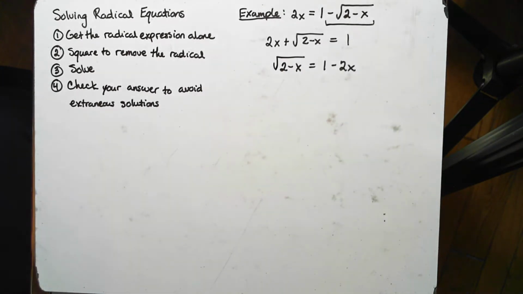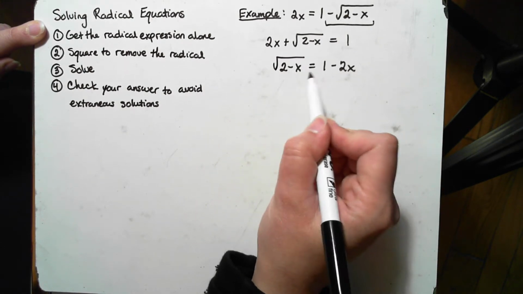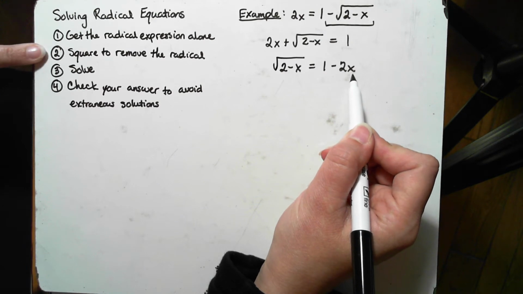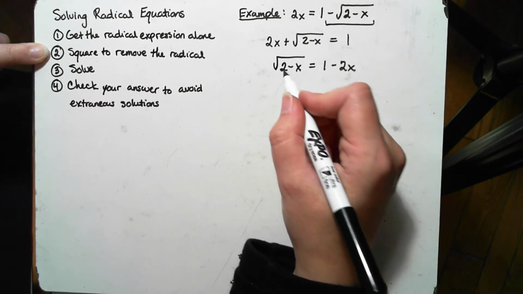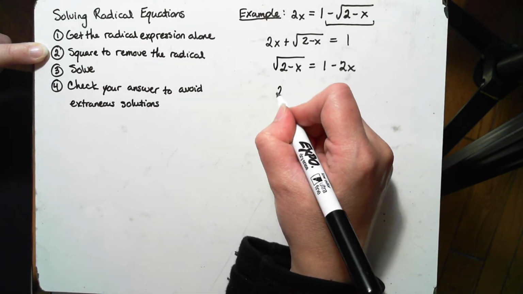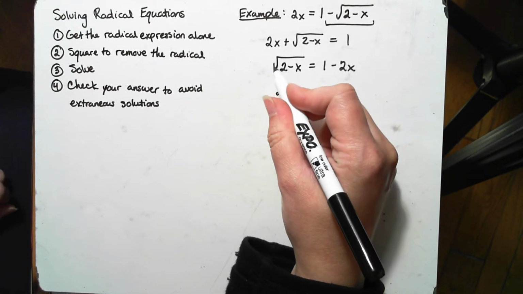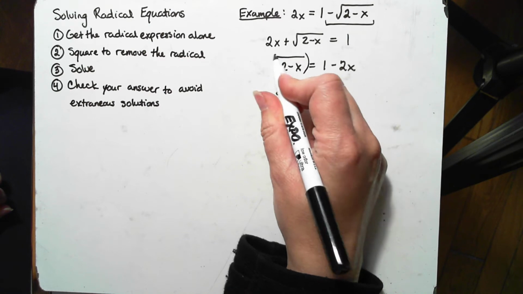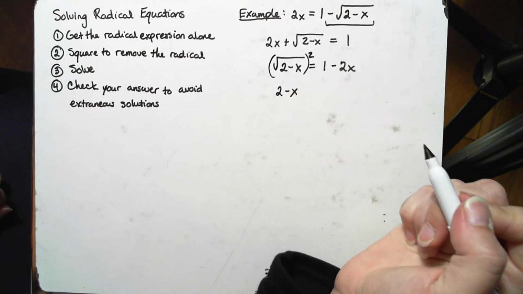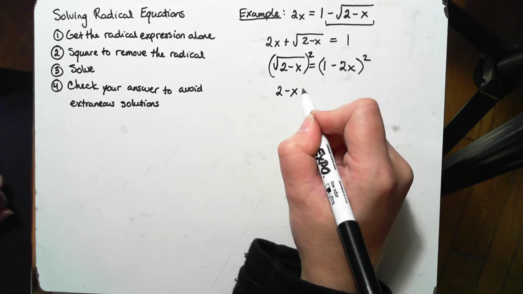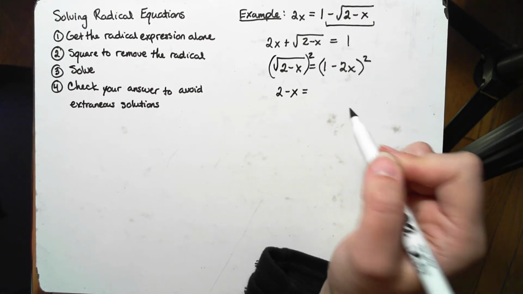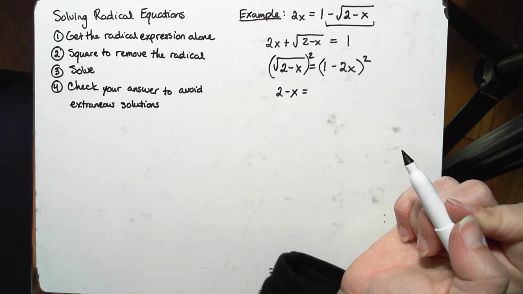Okay, so that is now my equation. So my radical is now alone. Here's the radical part. Here's everything else. Now I'm going to square both sides of my equation to get rid of that radical. So this squared is just 2 minus x because the square root and the squaring would cancel itself out. And then this is going to get squared as well. And if you know your special products, that squaring is very easy.